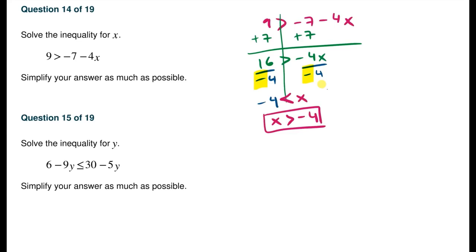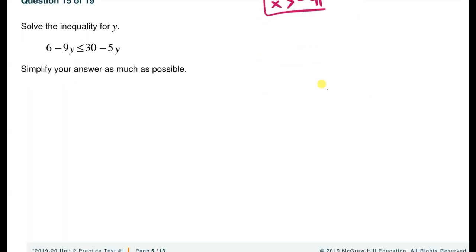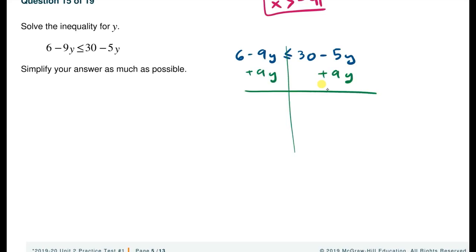Alright, problem 15. We have 6 minus 9y less than or equal to 30 minus 5y. What we're going to do is get the y on the same side. So I'm going to add 9y on both sides. Negative 9y and 9y cancel each other out, giving you 6 less than or equal to 30. Negative 5y plus 9y, on the opposite side, we subtract them. So that will give you positive 4y.